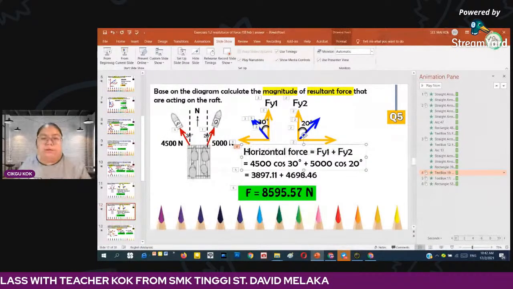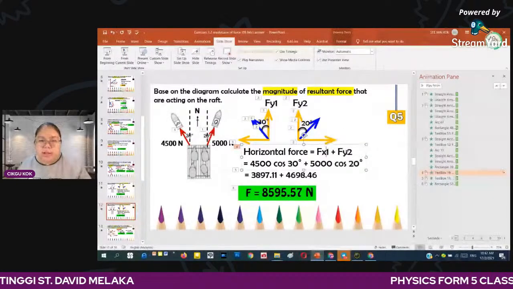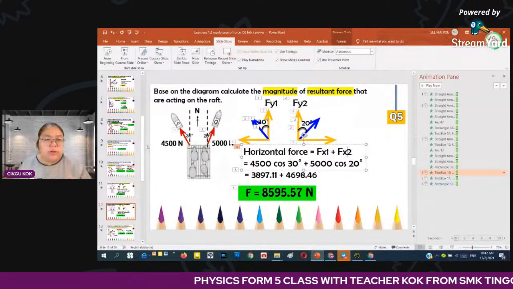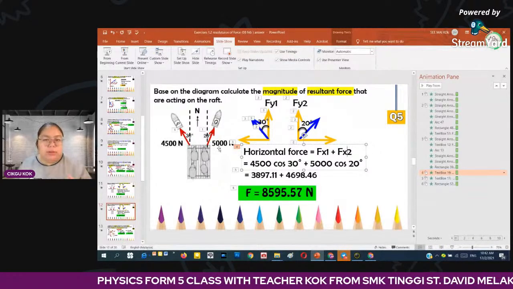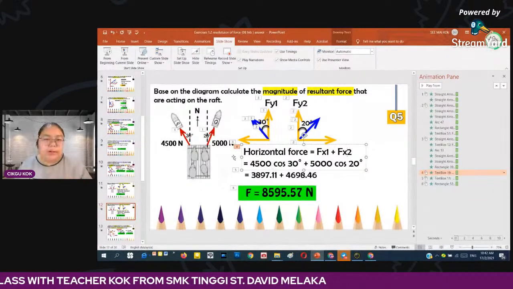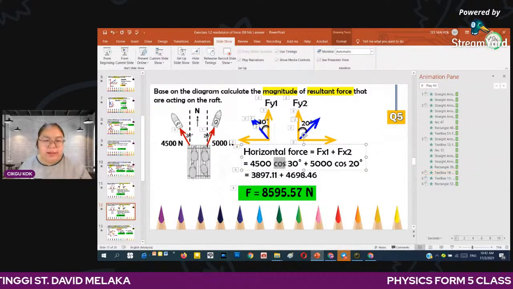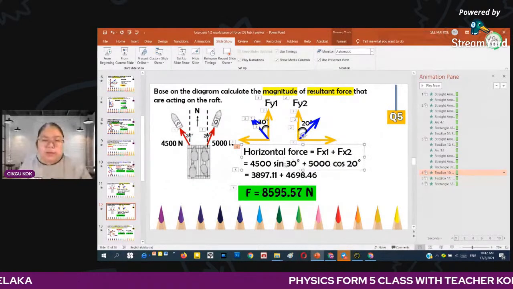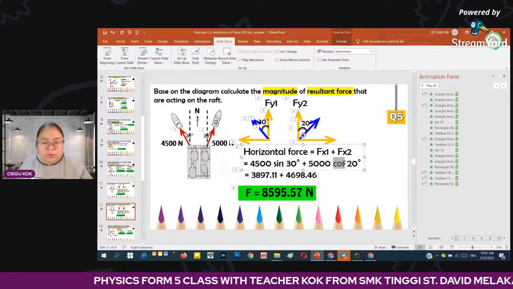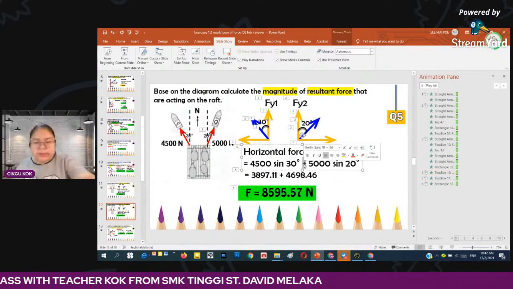Horizontal forces should be X. Then this one also must be X. So we got horizontal here, X1, then this one should be X2. Now we need to write, horizontal X1 is how many? Horizontal X1 is 4,500 sin 30. Another one is horizontal, also there's 5,000 sin 20. But this one is minus.